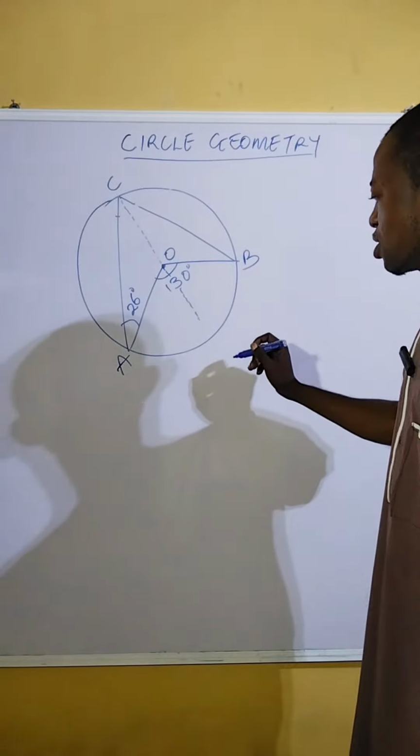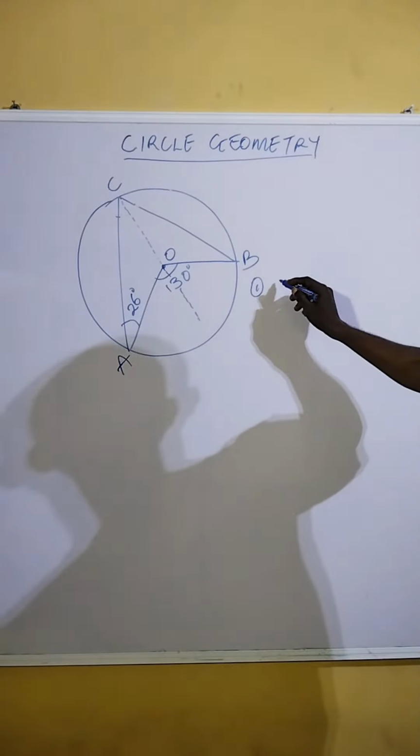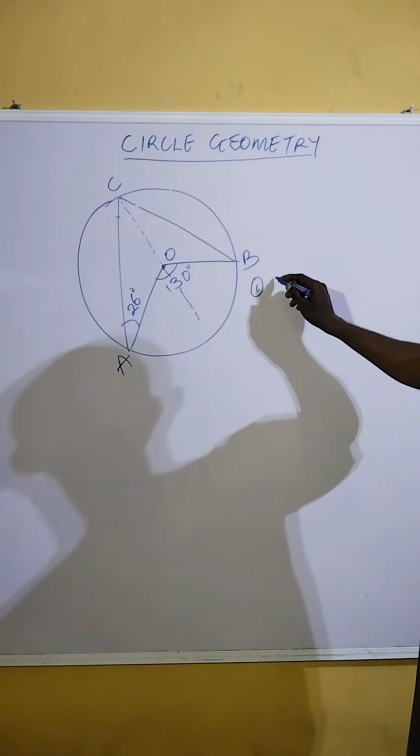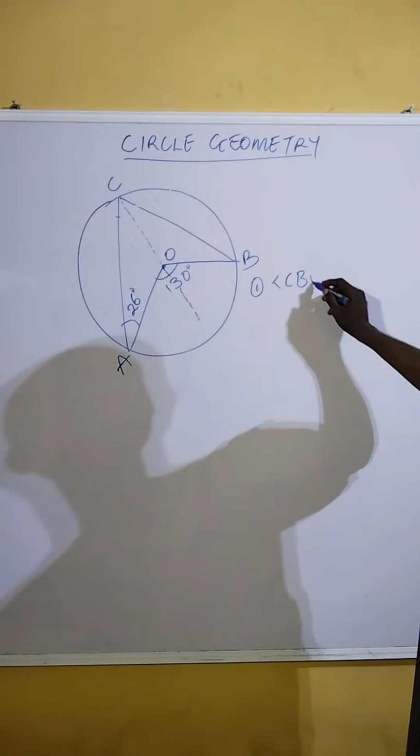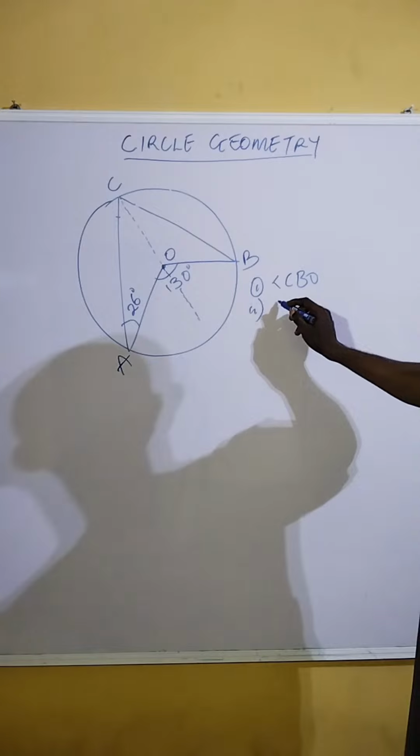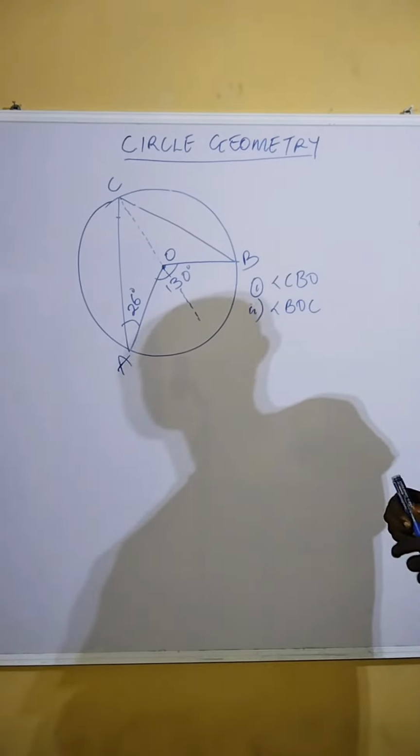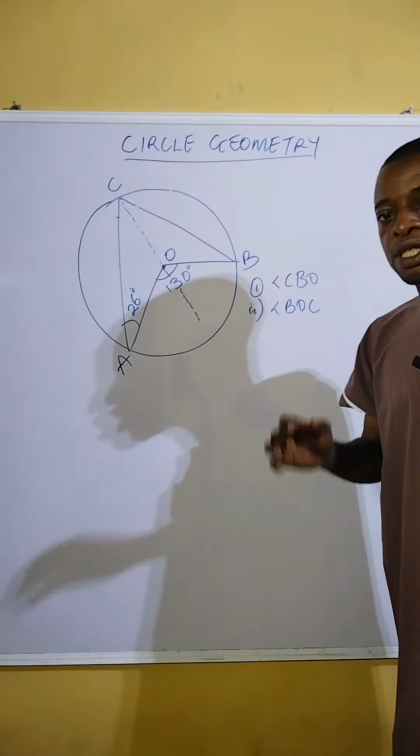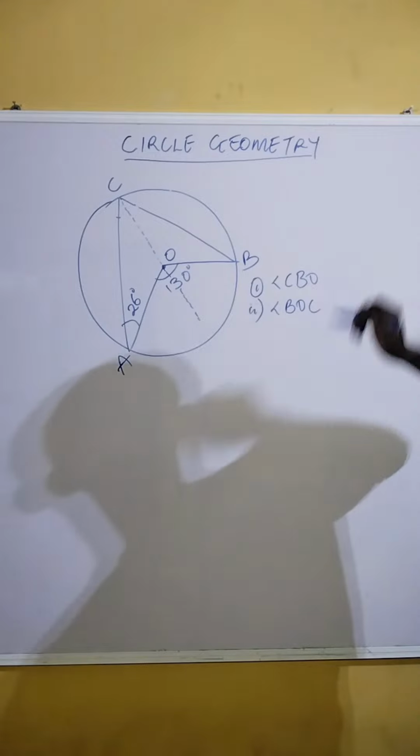Now, what does the question say we should find? The first question says we should find the value of angle CBO. And the second question says we should find the value of angle BOC. Now, where we are going is where we start from. Which angle are we calculating in the first question here?